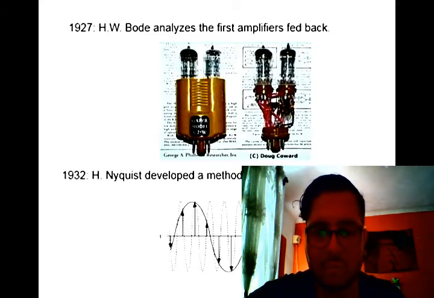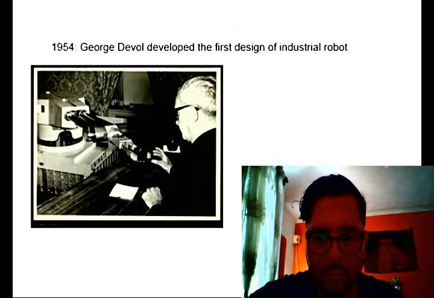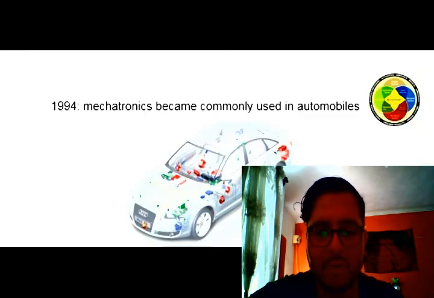In 1927, Black analyzed the first feedback amplifier. In 1932, Nyquist developed a method for analyzing system stability. In 1954, George Devol developed the first design of industrial robots. In 1994, mechatronics became commonly used in automobiles.